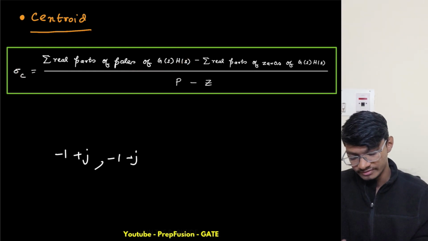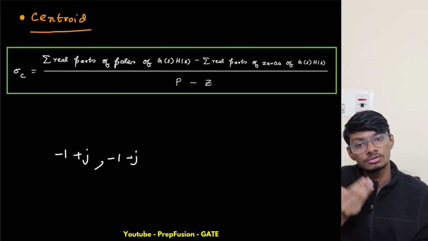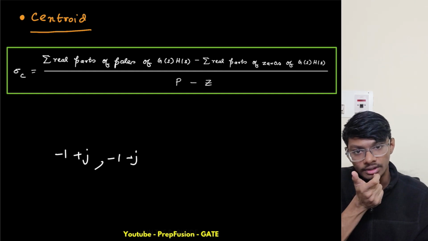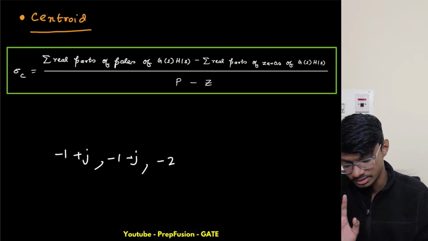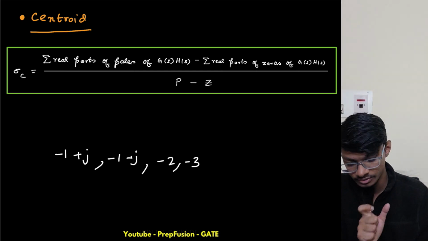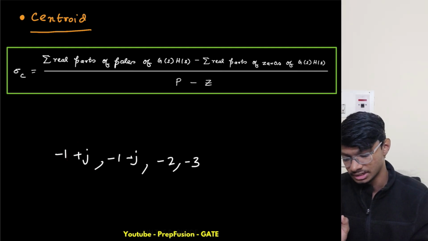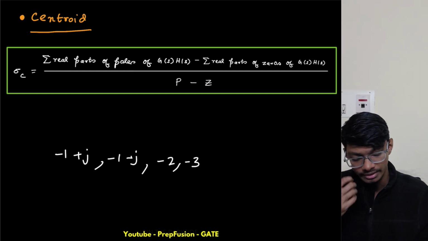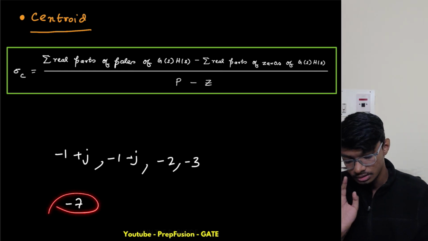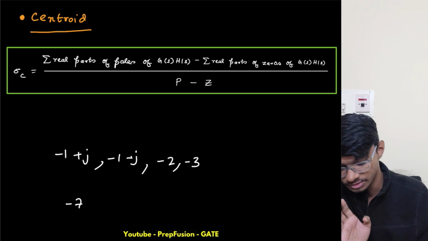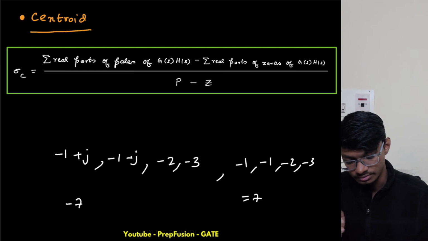Even if the word real part wasn't there, only the summation of poles of G(s)H(s), my statement would still be valid, because I would always get complex conjugate poles. Let's say I have 4 poles, like -1 plus j, -1 minus j, -2 and -3. If I sum these with the complex values intact, what do I get? -1 -1 -2 -3, that is -7. Now let's only sum the real parts: -1, -1, -2 and -3. Again I get -7.